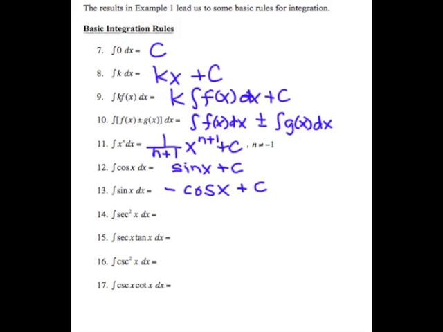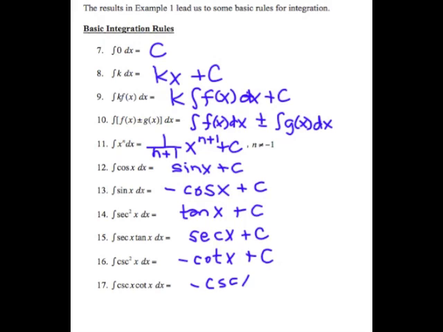And let's flip around the last 4. We get tan x plus c here because we know the derivative of tan x is secant squared x. Similarly, we get secant x plus c here, negative cotan x plus c here, and for the last one, negative cosecant x plus c.